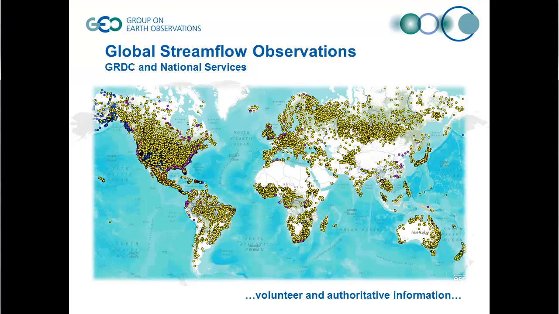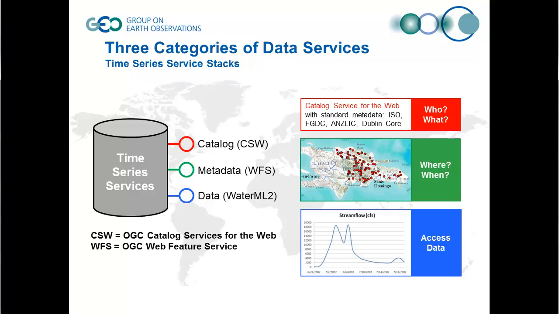The question is, can we do this at a global scale and create a community map such as this by working with the World Meteorological Organization, the Global Runoff Data Center, and countries all over the world? So how can this be done? How can we manage and distribute data in a federated way?